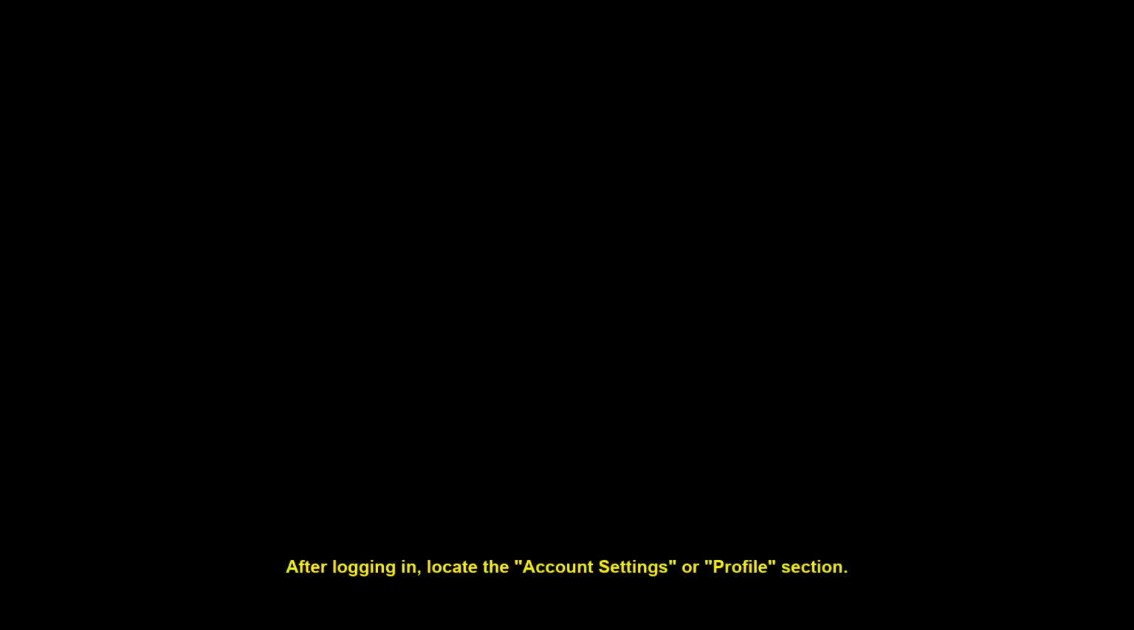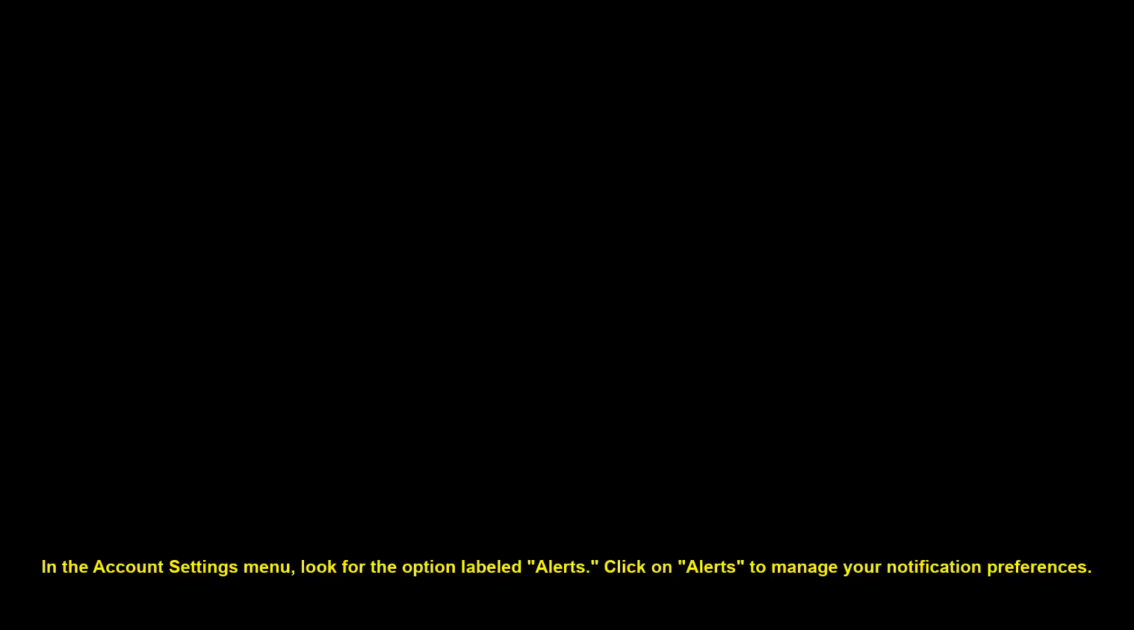After logging in, locate the Account Settings or Profile section. In the Account Settings menu, look for the option labeled Alerts. Click on Alerts to manage your notification preferences. You will see various alert categories available for your credit card.